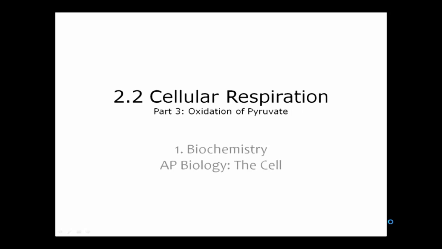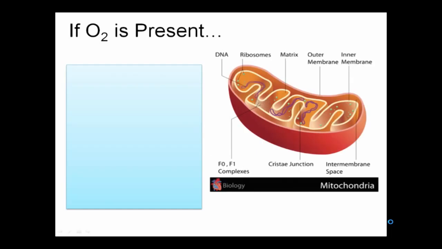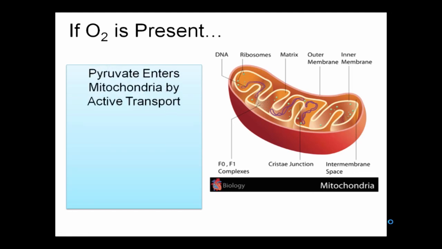So what happens if oxygen is present? We saw what happens when oxygen is not present. We go from glycolysis to fermentation to regenerate our electron carriers, our oxidized forms of our electron carriers. But if oxygen is present, then our products are going to move into the mitochondria. And this is where the site of oxidative phosphorylation and the Krebs cycle are going to take place.